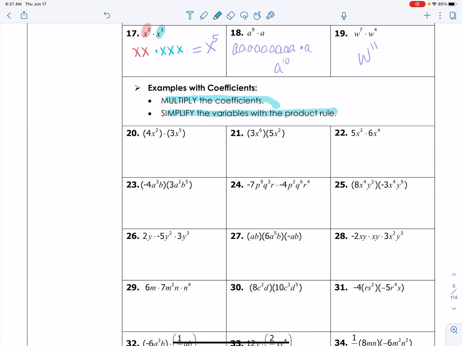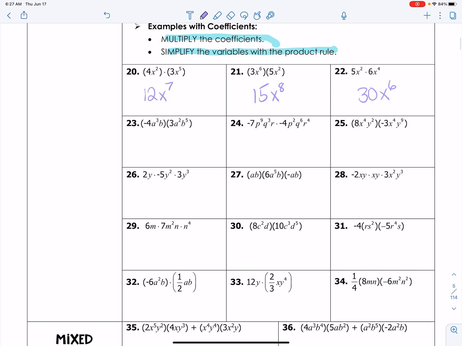So if I look at number 20, my answer on this would be 12x to the 7th. You multiply the numbers in front, so 15x to the 8th. This one would be 30x to the 6th. They don't have to be like terms to multiply, so this one would be negative 12. I have 5 A's, and I put a baby 1 on this, 6 B's. You'd have 28, P to the 11th, Q to the 9th, R to the 5th.